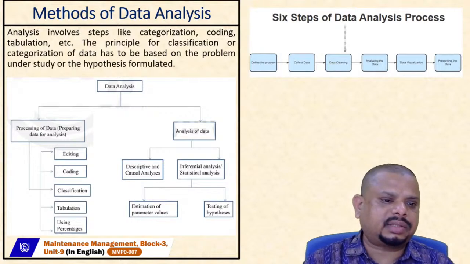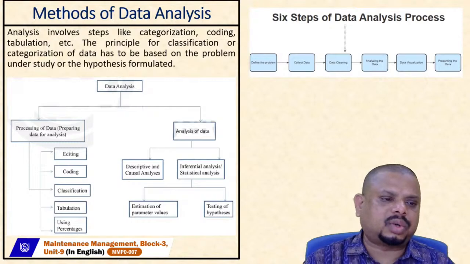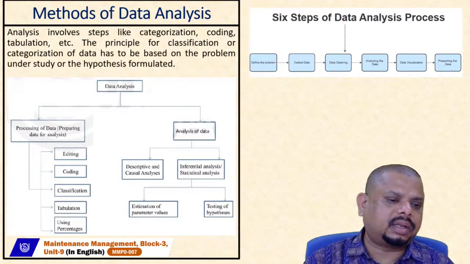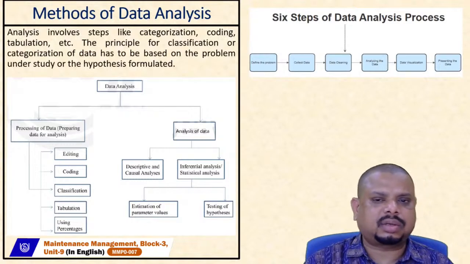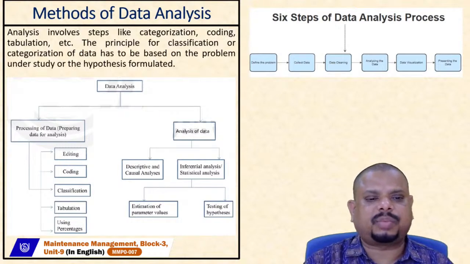If you go for data analysis, it is basically divided into two components. The first one is processing of data, that means preparing the data for analysis. Another component is known as analysis of data. Under the processing of data, the first step is editing. The second step is coding. Then the third step is classification. Then the fourth step is tabulation. The next step is using percentage. So these five parameters should be done under the processing of data, which is known as the preparation of data for analysis.